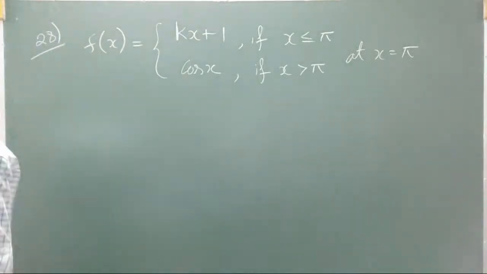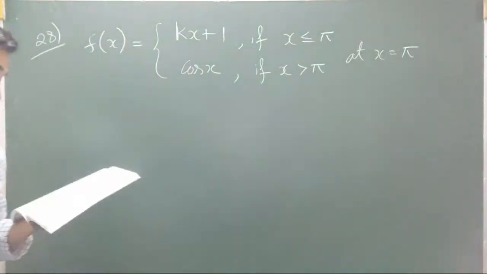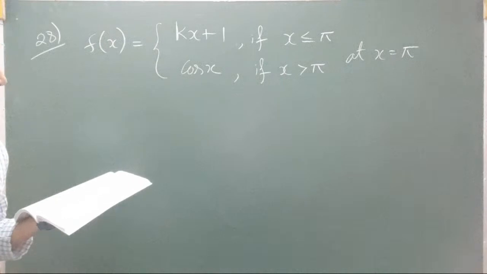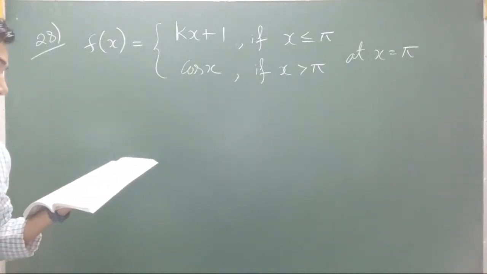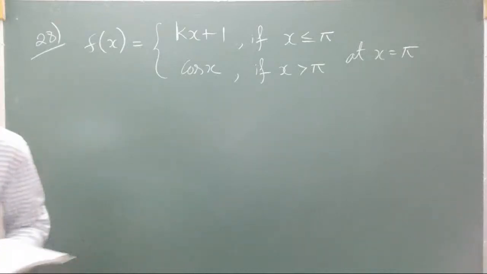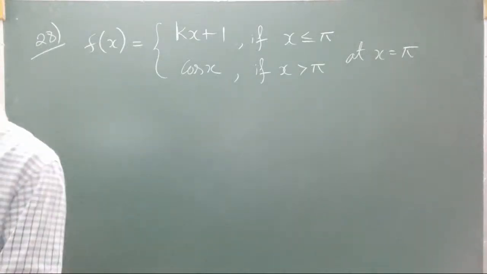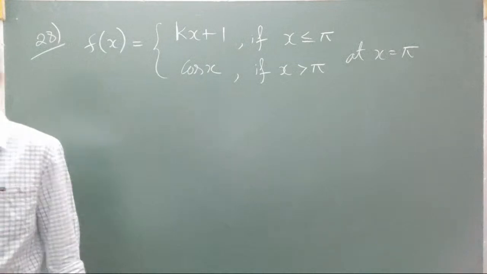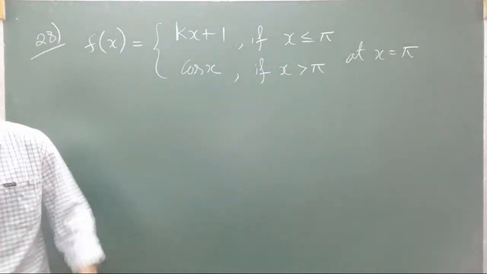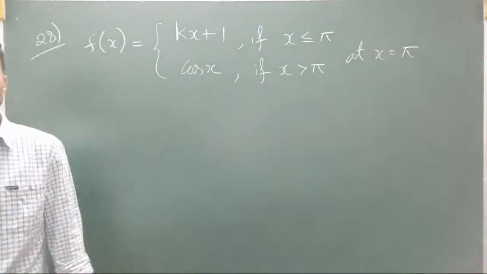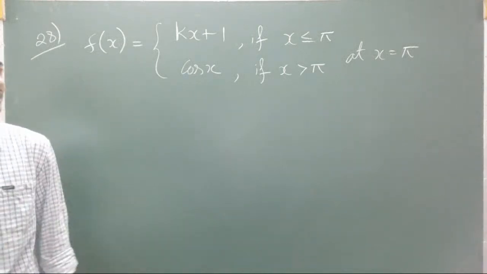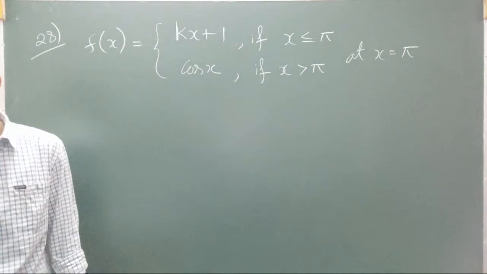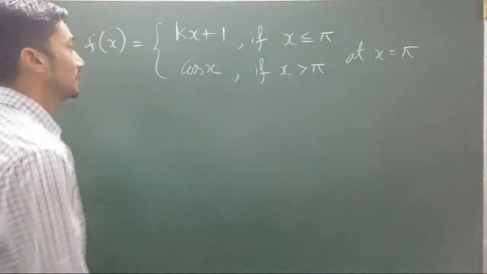So the value of the function is kx plus 1 if x is less than or equal to pi, and cos x if x is greater than pi, at x equal to pi. Actually today our main attraction is question number 31 onwards, 31, 32 and especially 34. So that's where we are running after. So let's do these small questions in a hurry. Let's begin quickly.